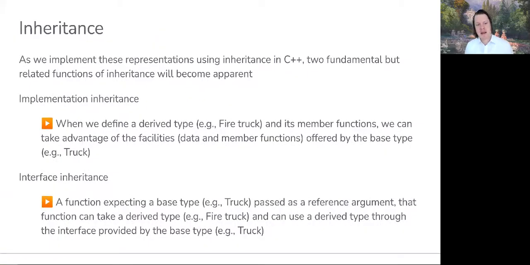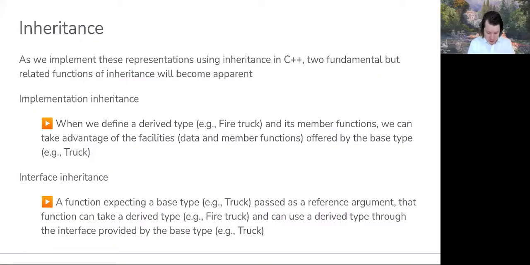So inheritance. As we implement these representations using inheritance in C++, those of our truck, this idea of a generic truck, specialized trucks such as fire trucks, concrete trucks, and whatever sort of truck you fancy, two fundamental but related functions of inheritance should become apparent to you. The first is implementation inheritance. When we define a derived type, such as a fire truck and its member functions, we can take advantage of the facilities, that is the data and member functions afforded to us by the base type.